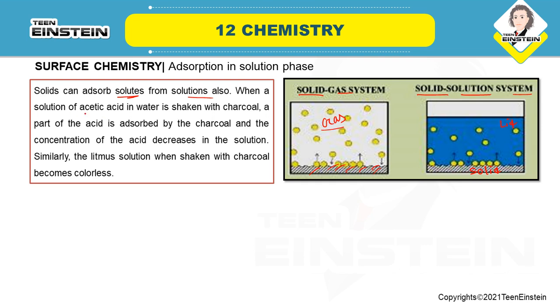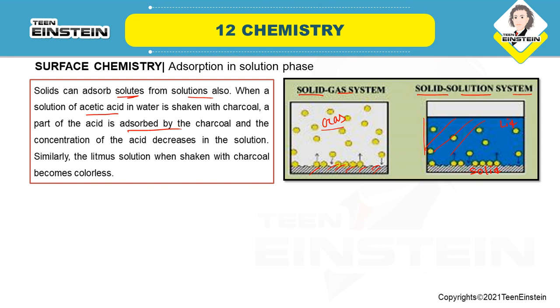For example, suppose you have taken acetic acid in water, and you are shaking it after adding a charcoal piece. Now what will happen? Charcoal will act as an adsorbent. A part of the acid will be adsorbed on the surface of charcoal. As a result, in the solution phase, the concentration of acetic acid will decrease. So it proves that there must be some adsorption process going on at the surface of charcoal.